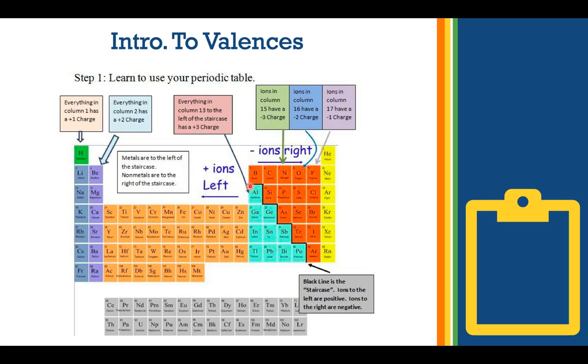Metals are to the left of the staircase. Know the staircase. Metals are to the left and they form positive ions. Okay, non-metals are to the right and they form negative ions. So metals are positive in general when they form ions. In general, non-metals are negative when they form ions, okay?